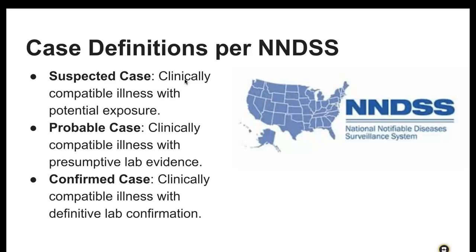According to the National Notifiable Diseases Surveillance System, there are some case definitions. One is a suspected case, which is a clinically compatible illness with potential exposure. A probable case is a clinically compatible illness with presumptive lab evidence. And the confirmed case is where you have a definitive lab confirmation.